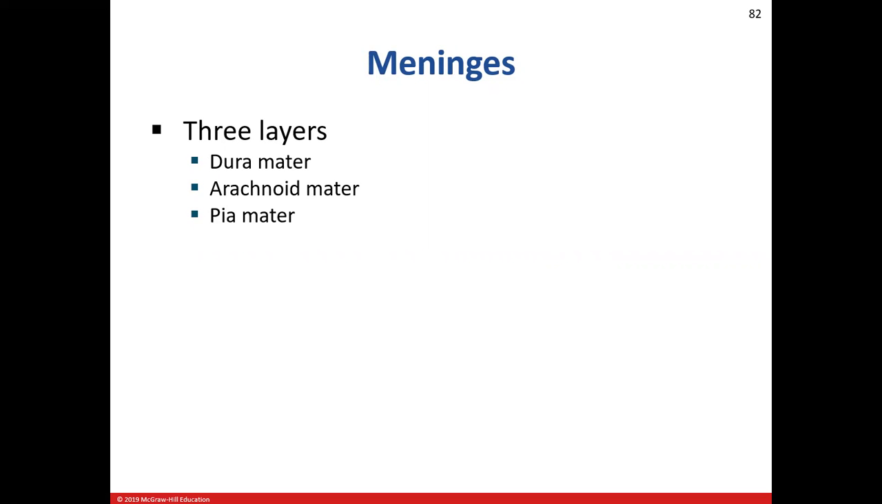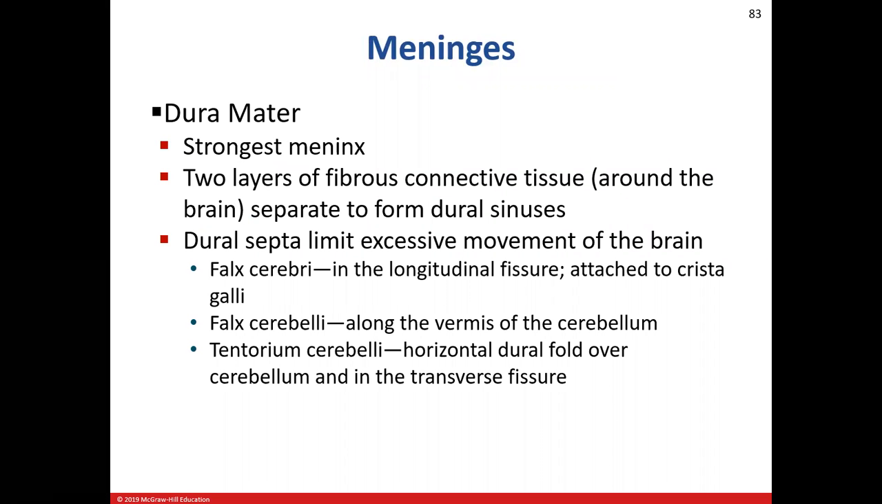But one of the things we start to look at are the meninges. And when we look at meninges, there are three layers. We have the dura mater, the arachnoid mater, and the pia mater. Our first layer is the dura mater. It's the strongest of the meningeal layers, and it's also the outermost layer.